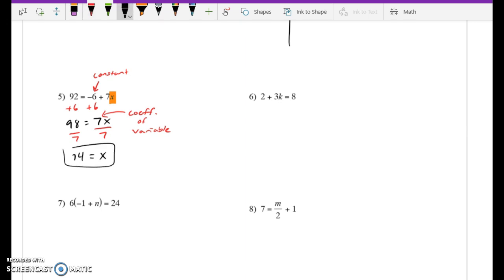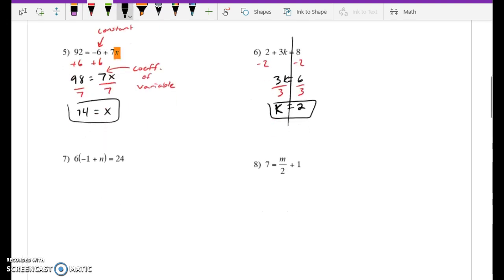So I'm going to do those same steps for number 6. Start off by subtracting the 2 to get 3k. Remember, it's on the opposite side of each line. 3k equals 6 divided by 3. And that is k equals 2.